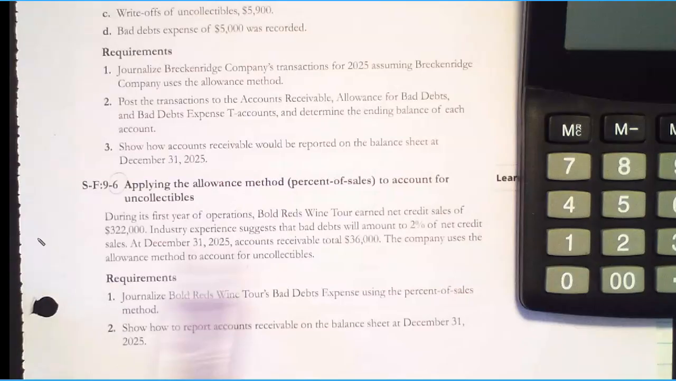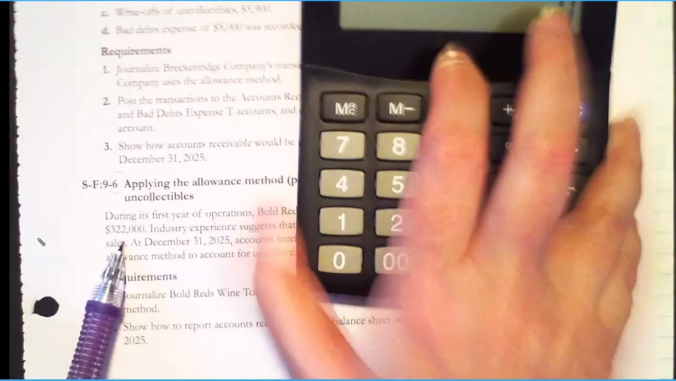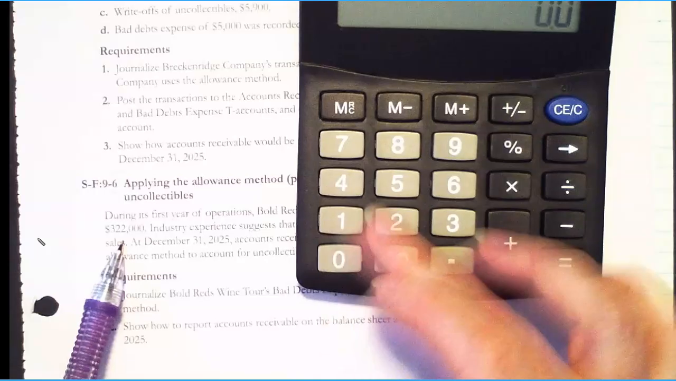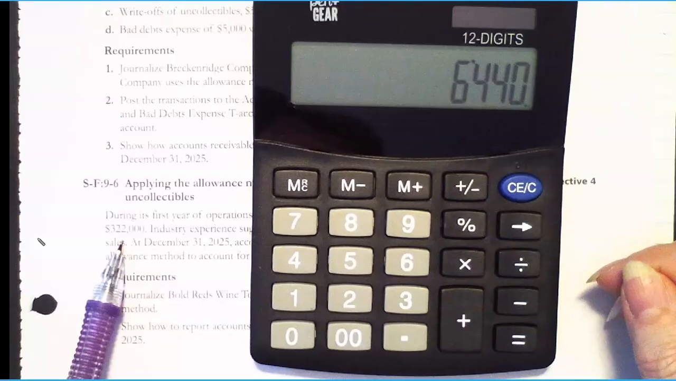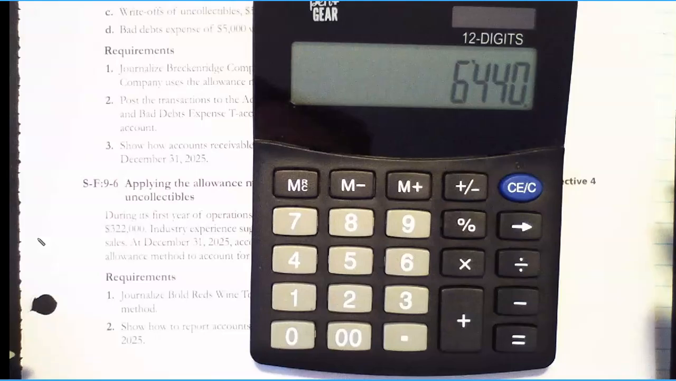So they give us all the information. Credit sales is $322. We want 2% of credit sales. Accounts receivable is $36,000. We use the allowance method. Journalize the bad debts expense using the percent of sales. So if it's a percent of sales, our credit sales is $322. We want 2% of that. Oops, sorry, you can't see that. So 2% is $6,440. That is the amount of our adjusting entry.